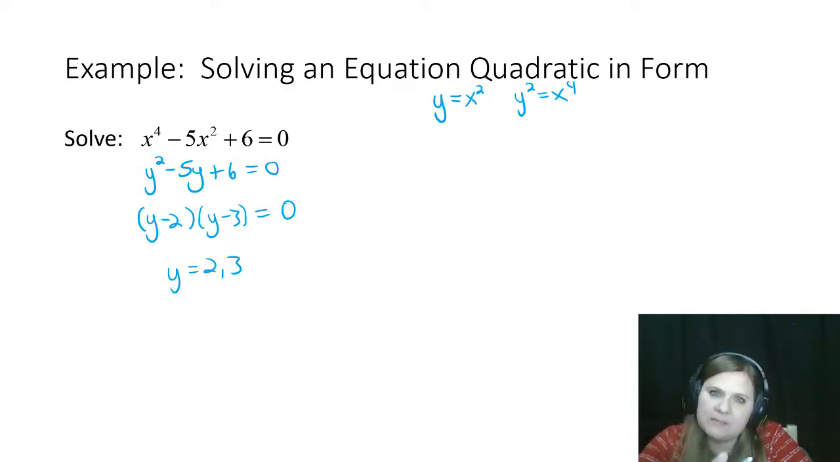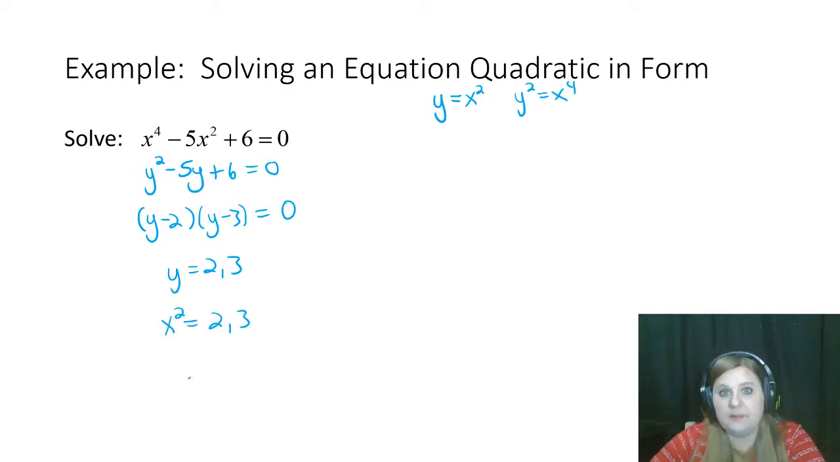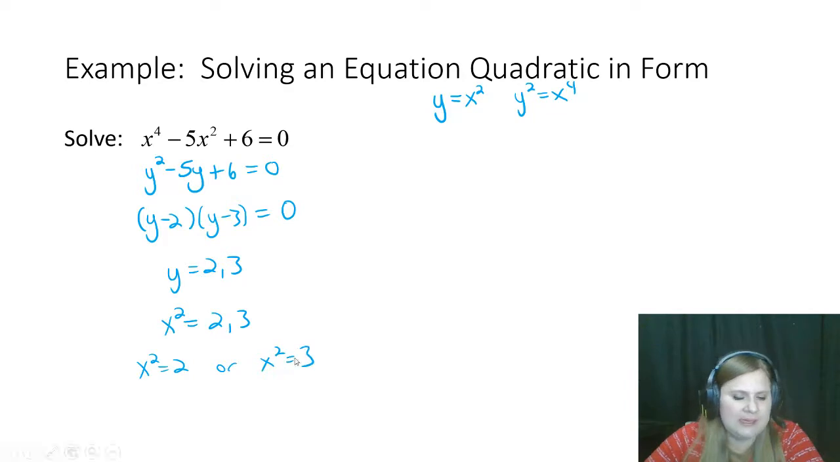But I want to point something out to you. What we've done here is we've said that x squared equals 2 and 3. This is important, okay? So either x squared equals 2 or x squared equals 3, and then I need to finish solving for x. So I take the square root, and I get x equals plus or minus root 2 and plus or minus root 3.